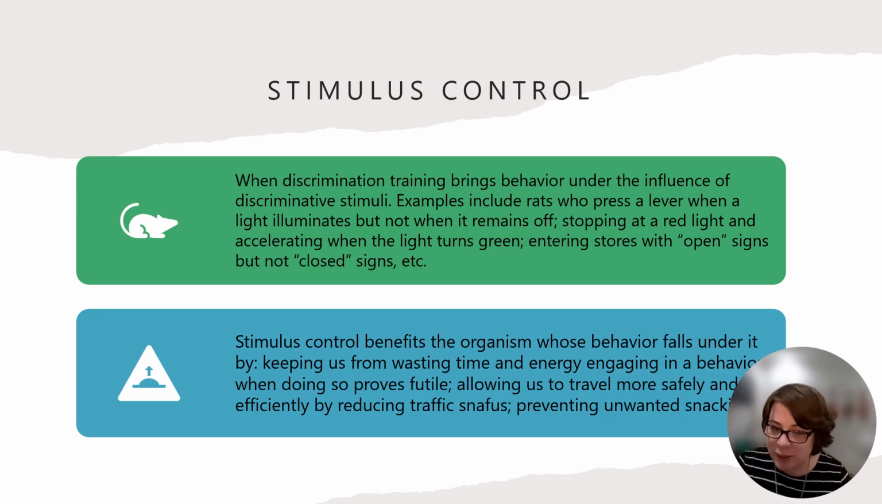So why might both humans and animals want to achieve stimulus control? Well, there are a number of different benefits to the organism. For example, keeping us from wasting our time and energy in a behavior when doing so is futile or doesn't result in any kind of reinforcement. It allows us to travel more safely and efficiently by reducing traffic signals or preventing unwanted accidents, right? So it's very logical, right, that being able to discriminate between environmental factors that will lead to a rewarding outcome and environmental factors that won't lead to a rewarding outcome is very advantageous.